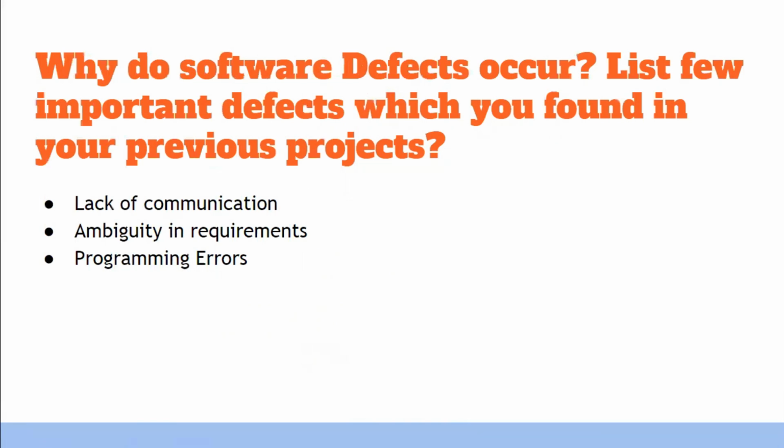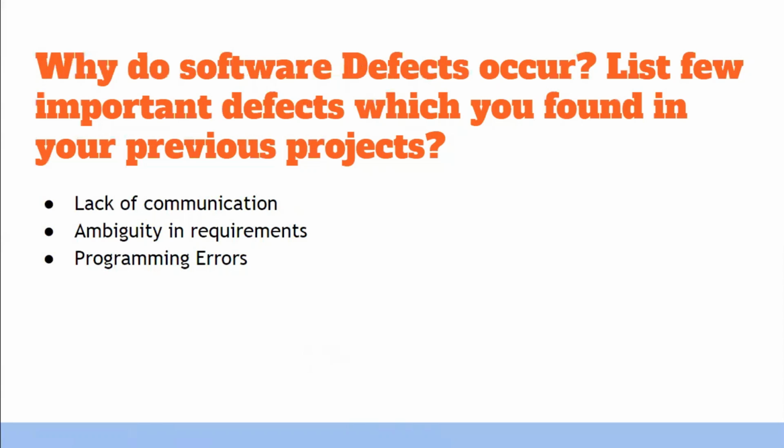You need to use proper logic there. Communication plays a very important part. You need to understand what the customer wants, what you are developing, and how it's working. So all these things play a very important role in reducing defects in your system.